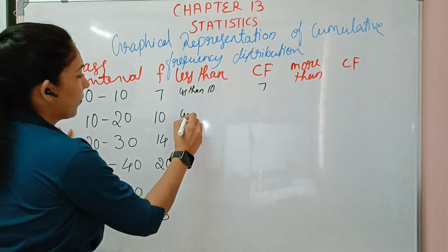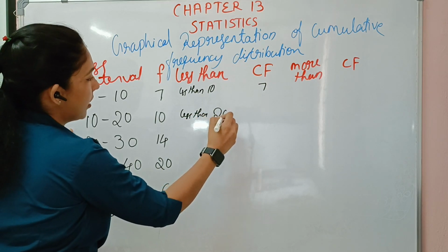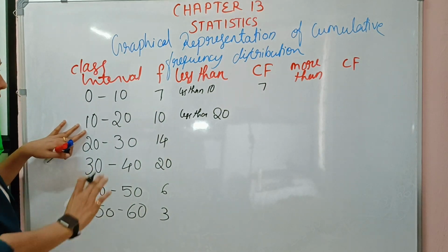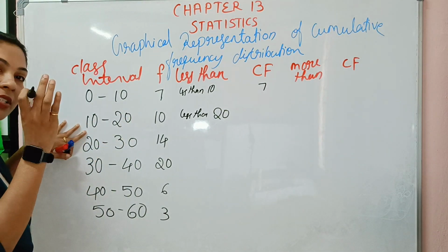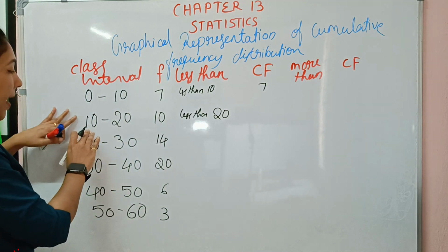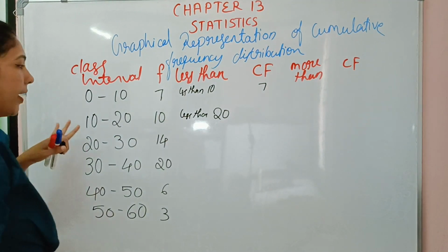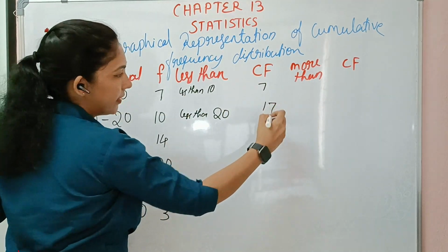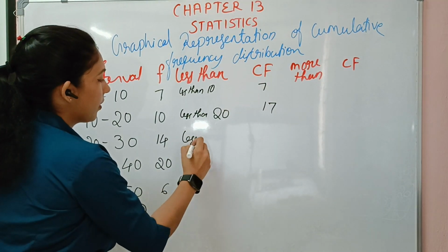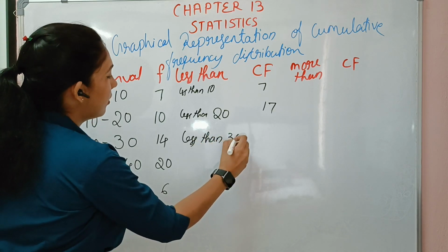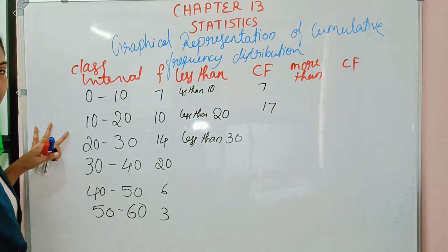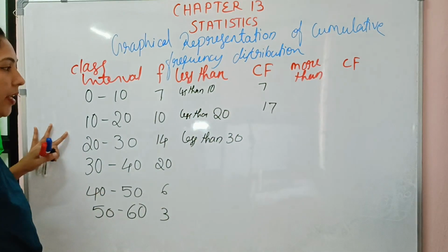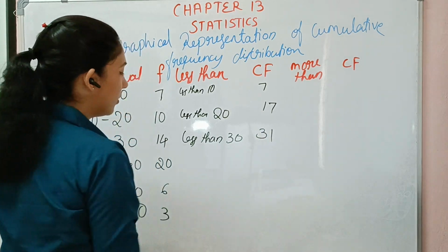And what is next? Less than 20. Consider both these intervals, because 0 to 10 is clearly less than 20, and 10 to 20 also should be considered. So 7 plus 10, that is 17. Then less than 30, which includes less than 20 and less than 10. So 7 plus 10 plus 14. What will be the answer? It will be 31.